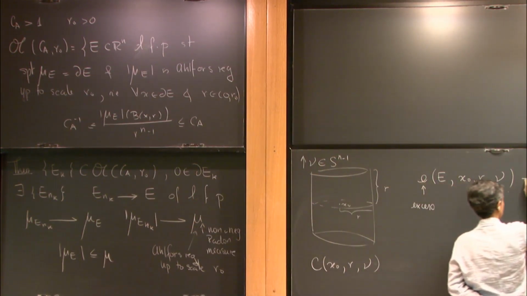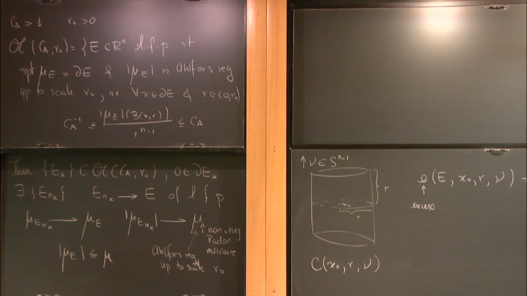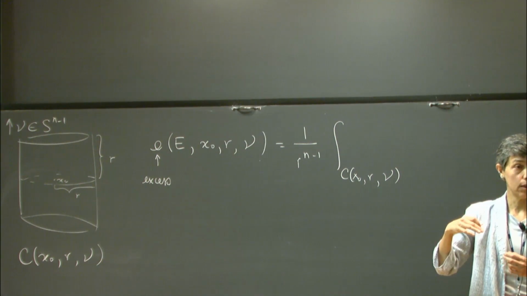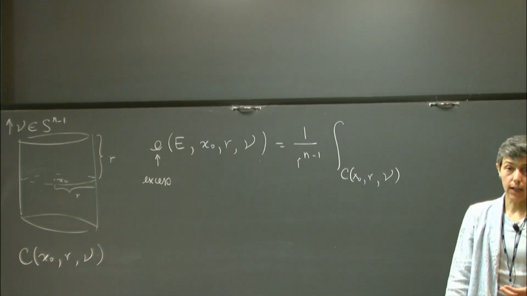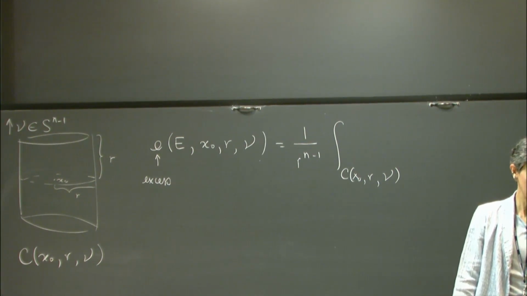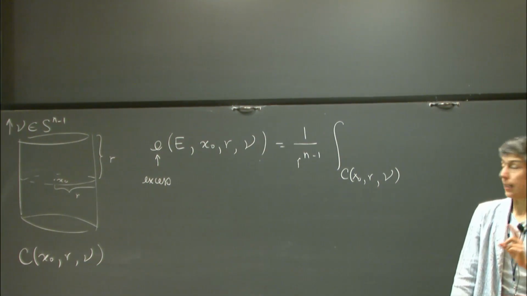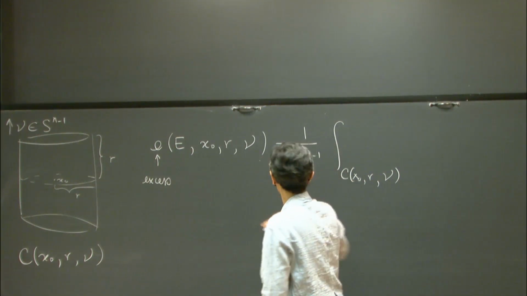Well, the excess is, remember, 1 over r^{n-1}, I'll explain why, times the integral over the cylinder of x naught, r, nu, of the oscillation of the unit normal. Remember, this unit normal is only defined almost everywhere, so it's not even a nice function. I cannot tell you, look at it and look how it changes with respect to this one. So I can only do it in an L2 sense, for example. And I'm going to see how much it oscillates with respect to nu.